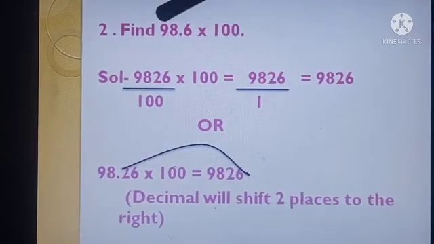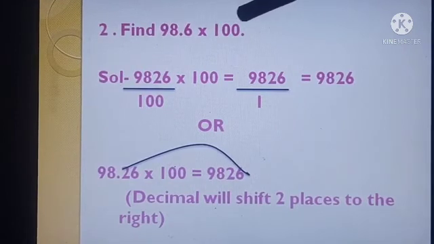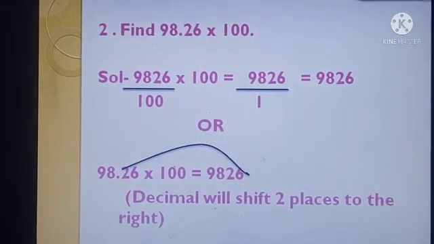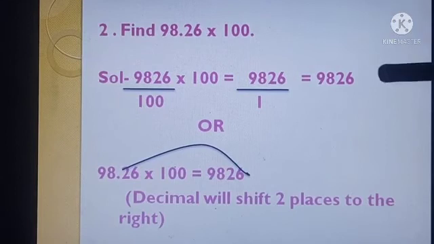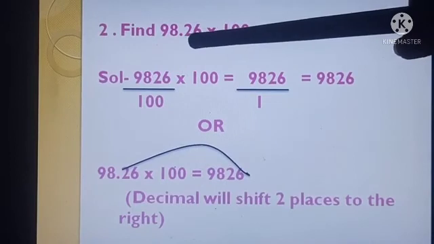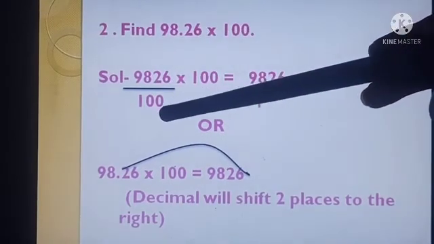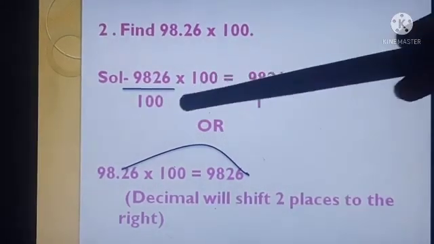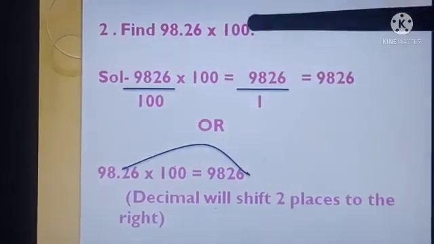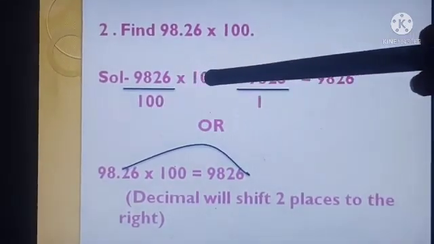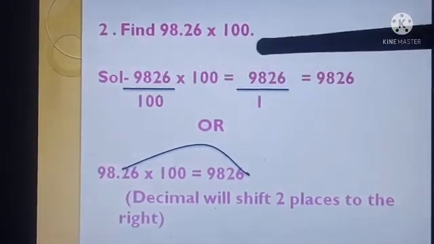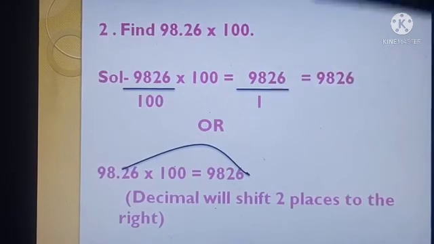Second question, 98.26 multiplied by 100. For 98.26, we will remove the decimal, then the denominator will contain 100. So 9826 upon 100 multiply by 100. The 100 in the numerator and 100 in the denominator will cancel. So we will get only 9826 upon 1.